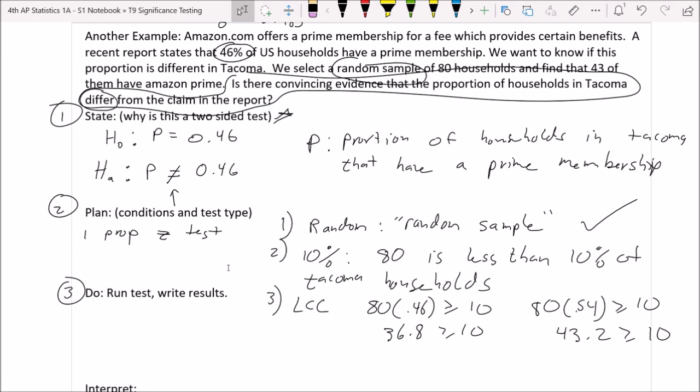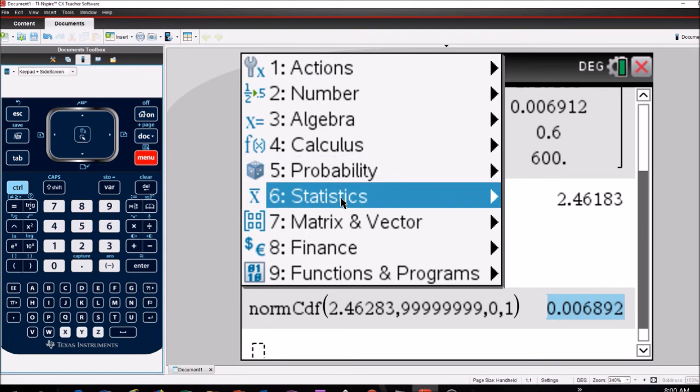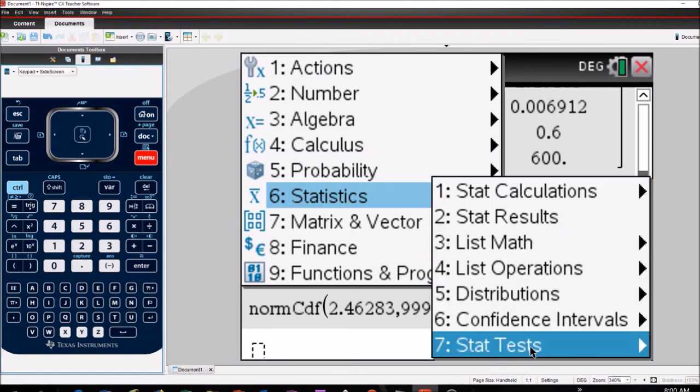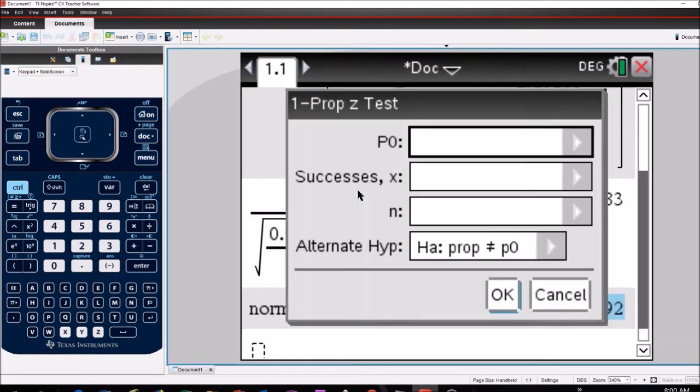Okay, now we get to actually do the test. So let's go do that. Menu, stats, stats tests, and it's a one proportion z-test. Our null was 0.46. We found that 43 out of 80 houses had membership in Tacoma. And it looks like they already filled in the correct alternative hypothesis. That's luck, that's just the default, by the way. They're going to say it's not equal to. So we're looking at that symbol in the middle right there to make sure it matches our alternative hypothesis.